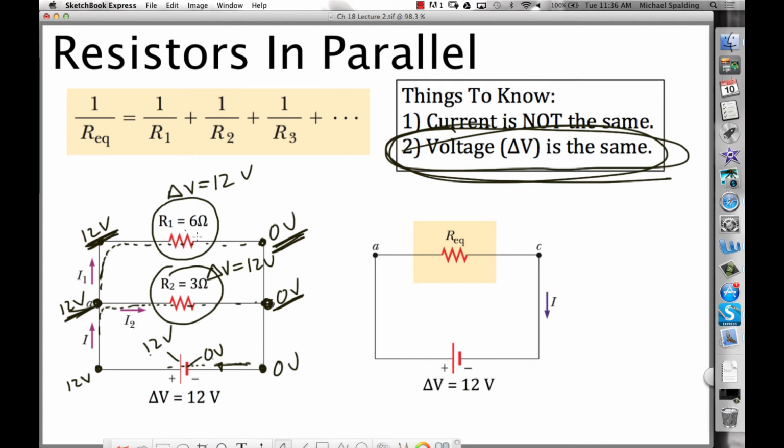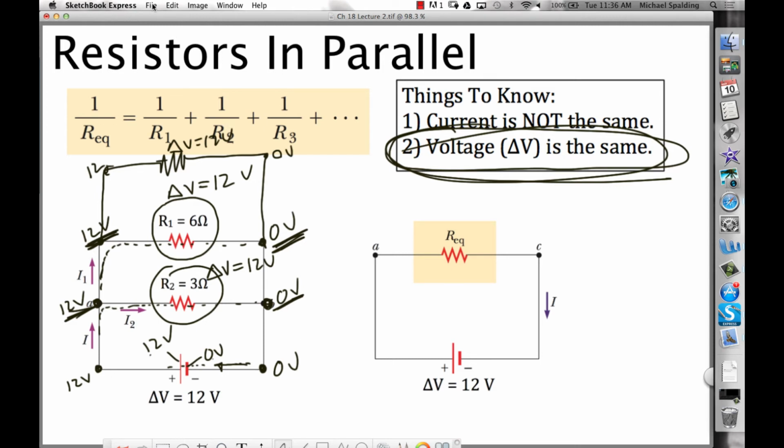I don't care if you have 2 resistors in parallel, or there even could have been a third resistor. We could have put a third resistor on here. And then this would have been 12 right here and 0 right there, right? The delta V across that guy would have been 12. Resistors in parallel have the same voltage.